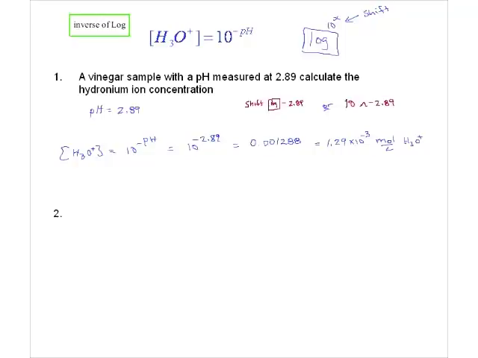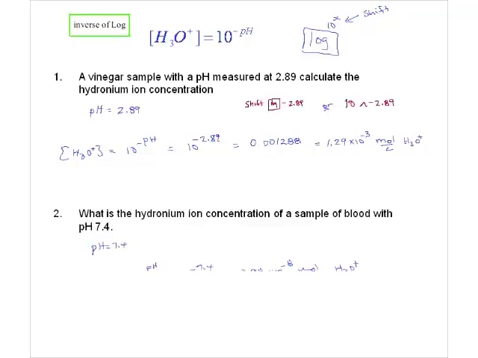Okay, another example here. It's saying, what's the hydronium ion concentration of a sample of blood with a pH of 7.4? Well, again, it's going to be pH of 7.4. So I simply plug these values in my calculator. Second function log negative pH of negative 7.4. Let's try that one.